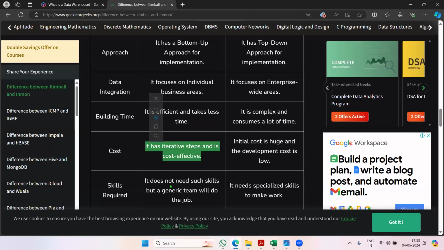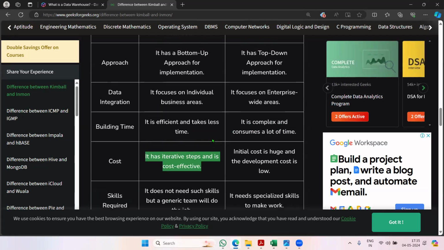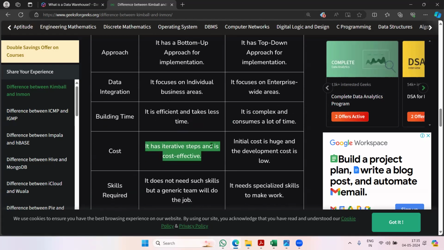Kimball is iterative and cost effective, right? You don't need to have more investment in Ralph because it's iterative. Initial cost is low and development cost is low. Here, initial cost would be used for getting everyone together and creating an architecture. But once you have that architecture ready, you don't have duplication of tables and everything. So that is the reason development cost would be less.